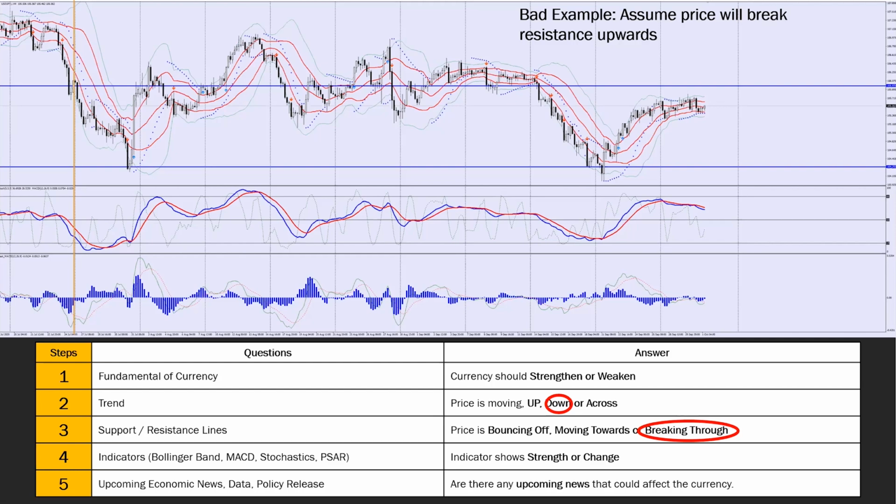Right? This is when you don't follow the 5 steps. Trend is down, you want to assume that it's breaking upwards, you buy, everything goes against you. Indicators are all against you as well.